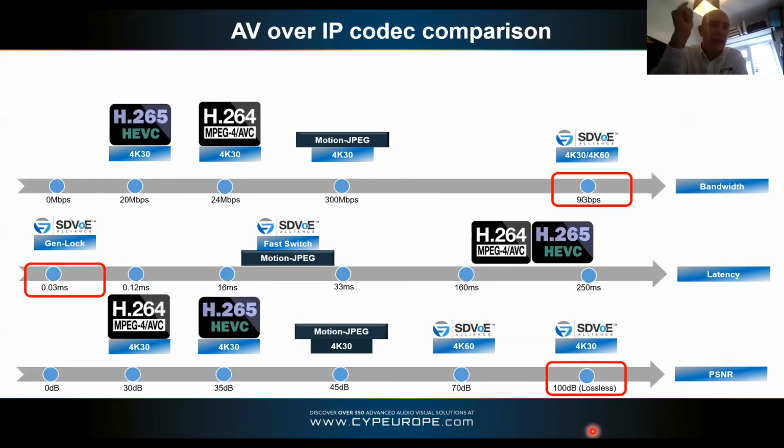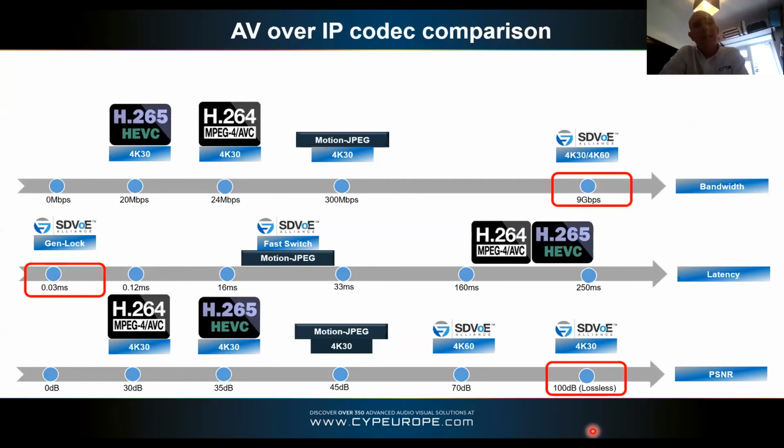That's because SDVoE reserve 1 gigabit per second for all the other streams and all the other networking that's going on. So it has vastly more bandwidth, which is why even at 4K 30, which Motion JPEG and H.265 can do, the picture quality is so much improved. So bandwidth, the bigger the number, the better.